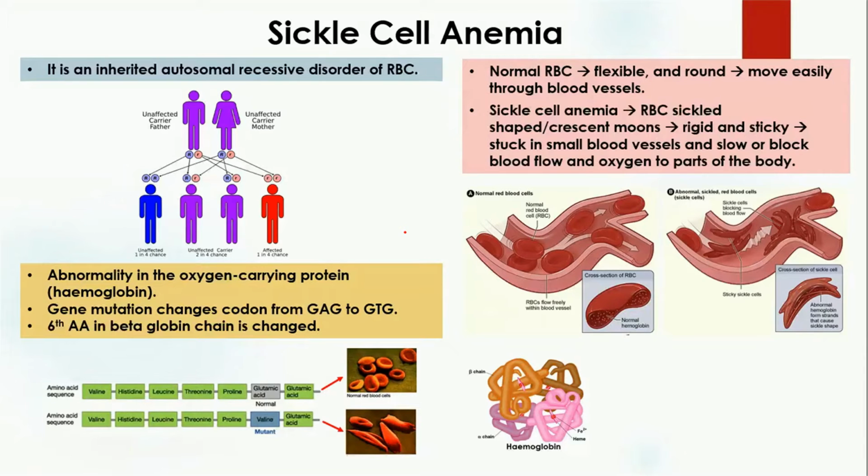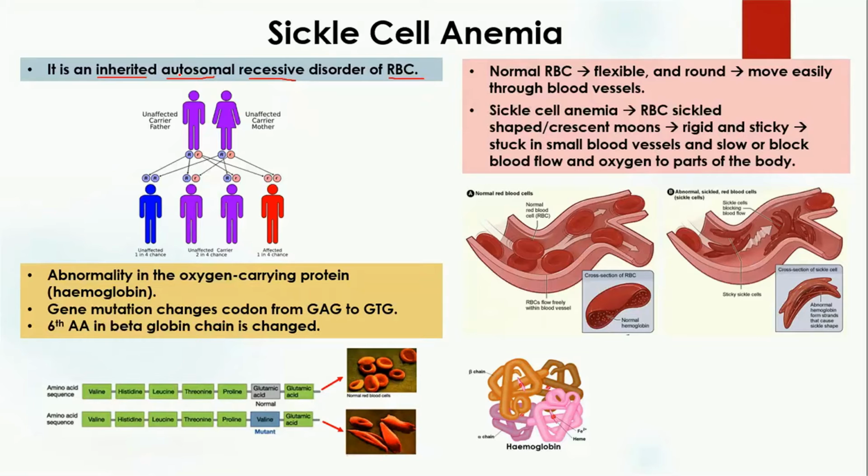Today's topic of our video is sickle cell anemia. Sickle cell anemia is actually an inherited autosomal recessive disorder of red blood cells. Inherited means that this disease is transferred from the parents to their offspring or their children.